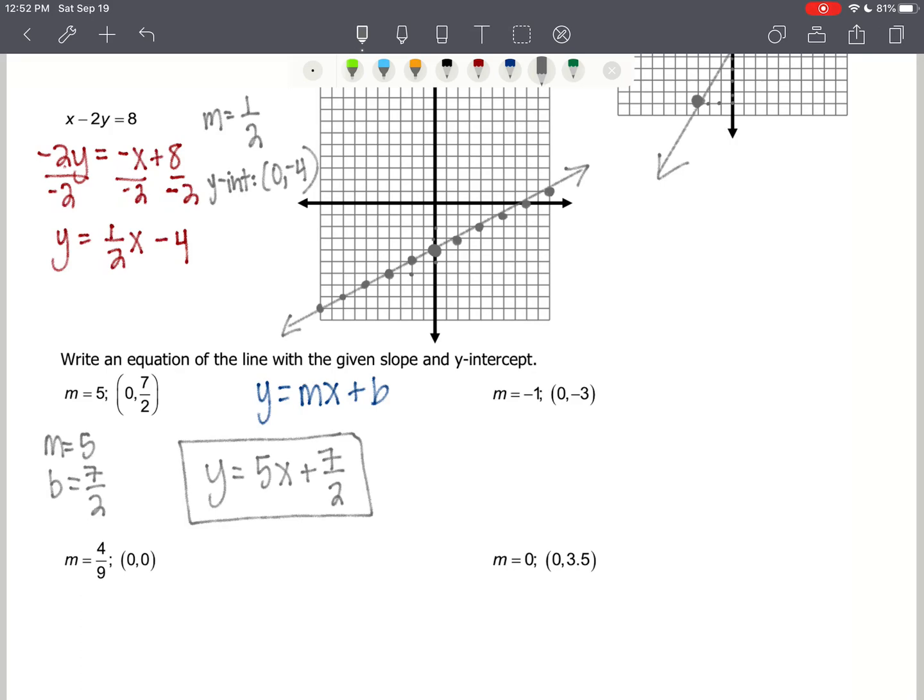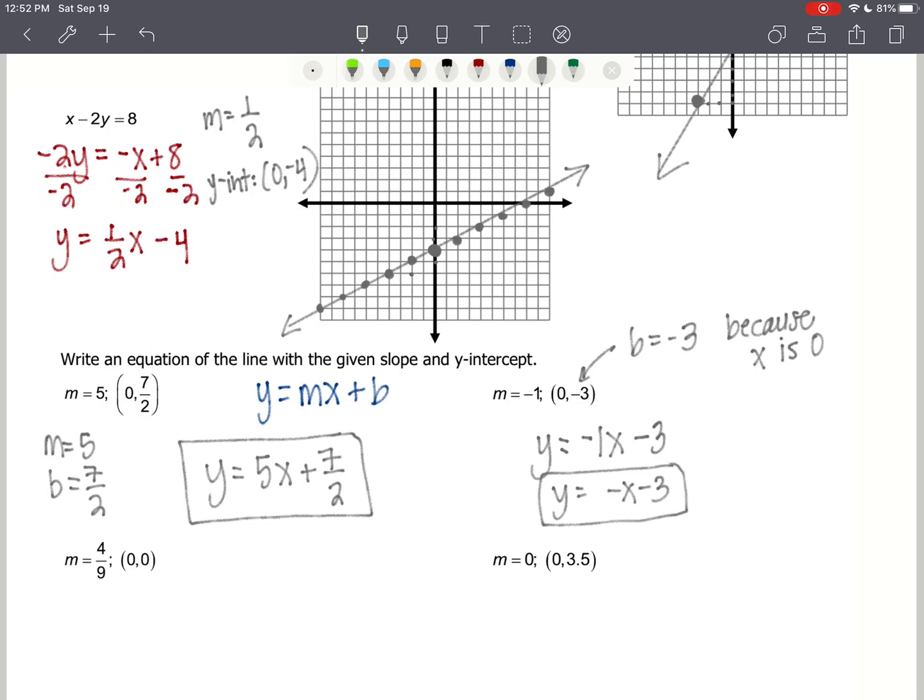Okay, let's try this next one. Y equals -1x minus 3, because b is equal to -3. And the only reason b is equal to -3 is because x is 0. Okay, so y equals -x minus 3. You would take away that 1, you don't need it. And you go ahead and try the next one.